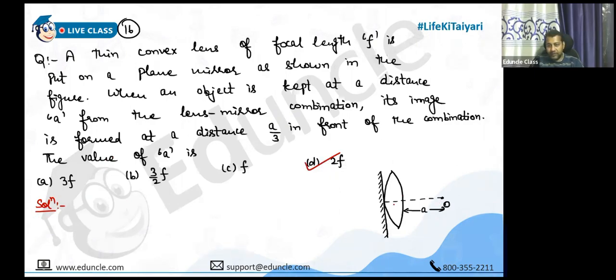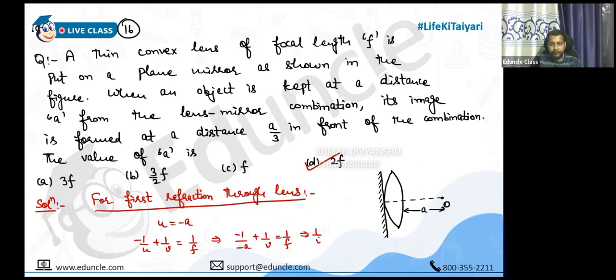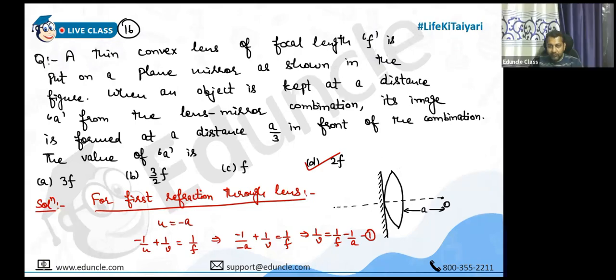Now three things are occurring. First, there is refraction through the lens, then reflection through the mirror, and then again refraction through the lens. U is minus A. So minus 1 by U plus 1 by V is 1 by F. Now, obviously, it is a convex lens, so the image will be formed somewhere here, na? And this distance will be V.